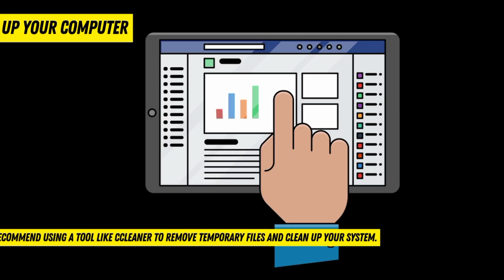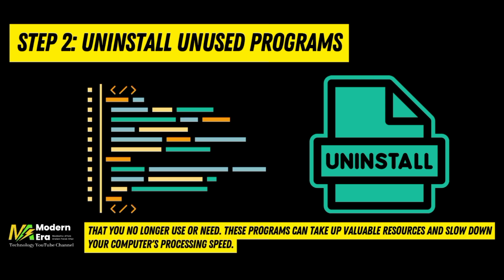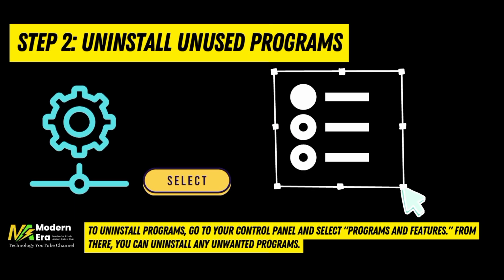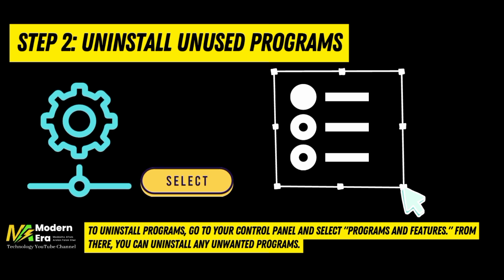Step number 2. Uninstall unused programs. The next step is to uninstall any programs that you no longer use or need. These programs can take up valuable resources and slow down your computer's processing speed. To uninstall programs, go to your Control Panel and select Programs and Features. From there, you can uninstall any unwanted programs.